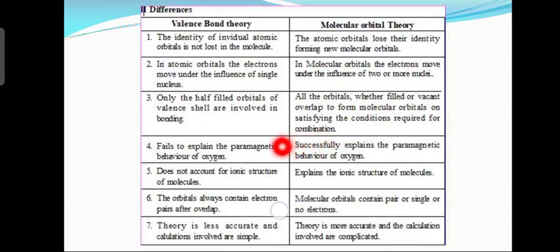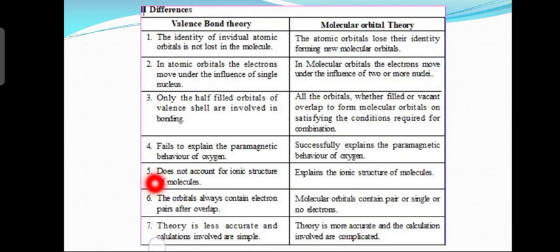Now what is the fourth difference? Valence bond theory fails to explain the paramagnetic behavior of oxygen, right? What about molecular orbital theory? It successfully explains the paramagnetic behavior of oxygen, correct? Why is it paramagnetic? Oxygen is paramagnetic because there is an unpaired electron present in the molecular orbital. So molecular orbital theory explains satisfactorily the paramagnetic behavior of oxygen, whereas valence bond theory does not explain the paramagnetic behavior of oxygen.